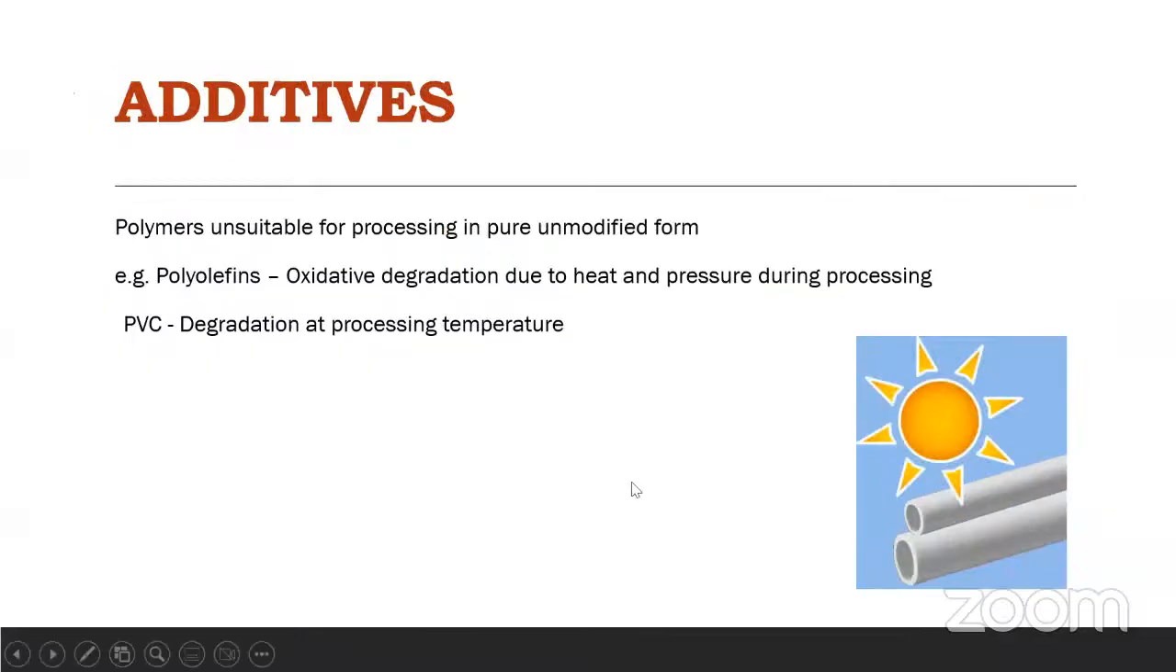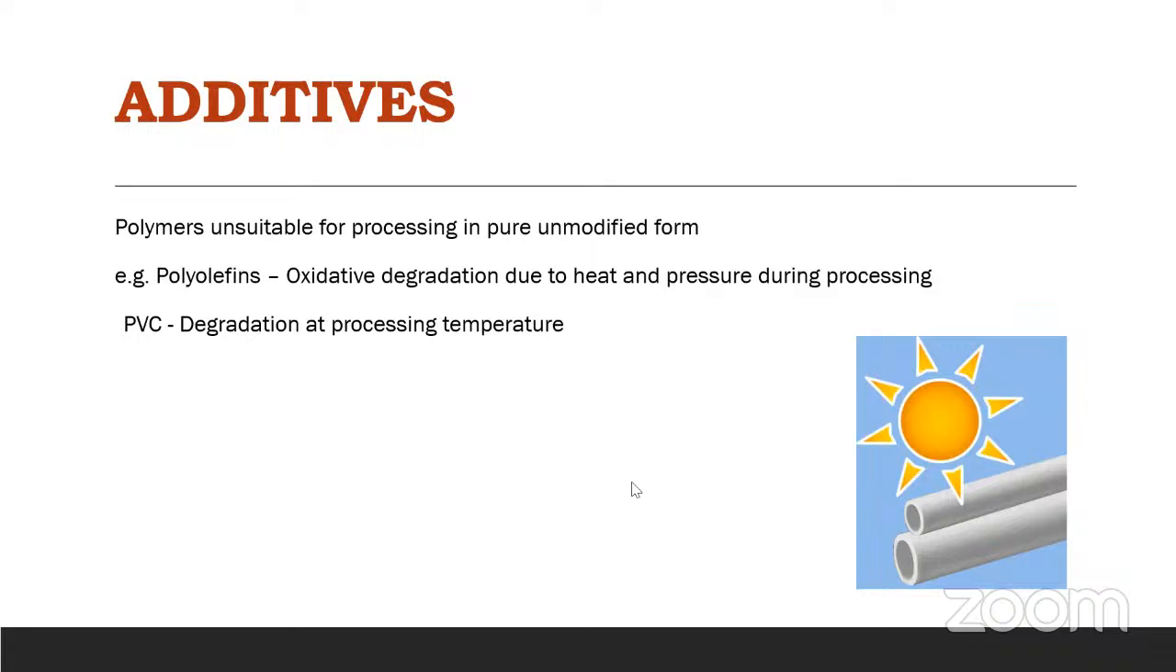Okay, so when you process polyethylene or polypropylene, during the processing, due to the application of heat and whatever pressure it gets subjected to inside the barrel or inside the mold, and the presence of oxygen in that vicinity, oxidative degradation takes place. So to prevent that, we generally add additives.